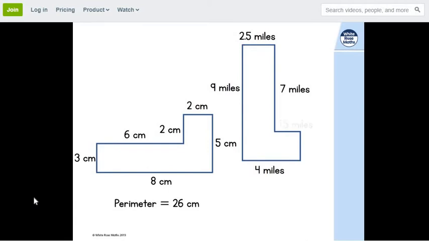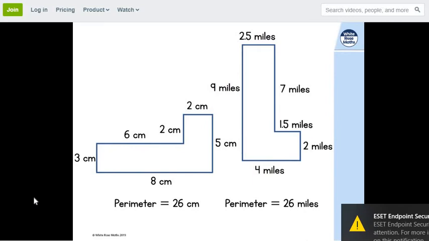What about the one on the right? Well, the missing length would be 1.5 and 2. So the perimeter would be 26 again, or this time 26 miles.